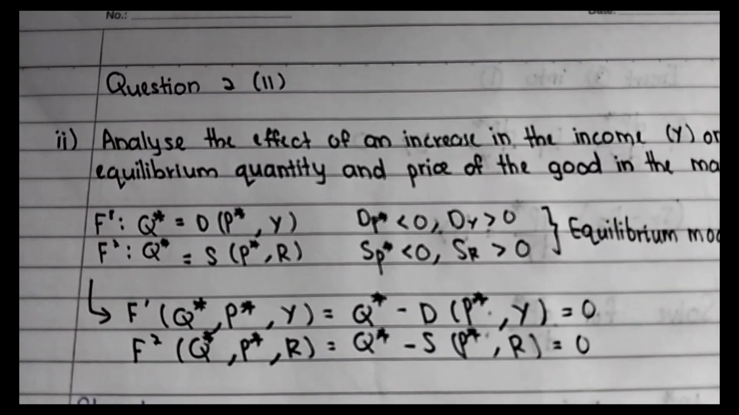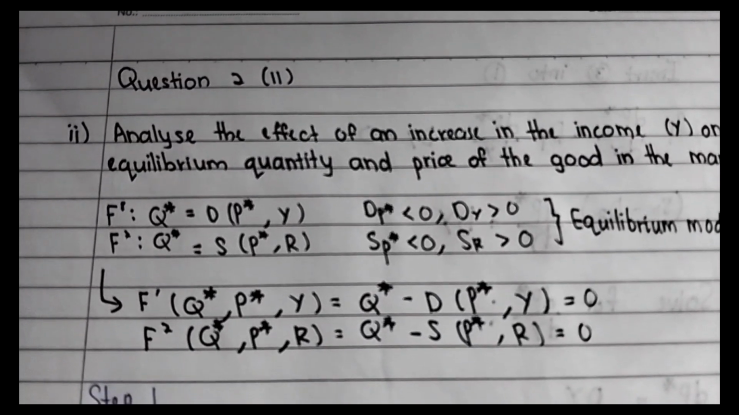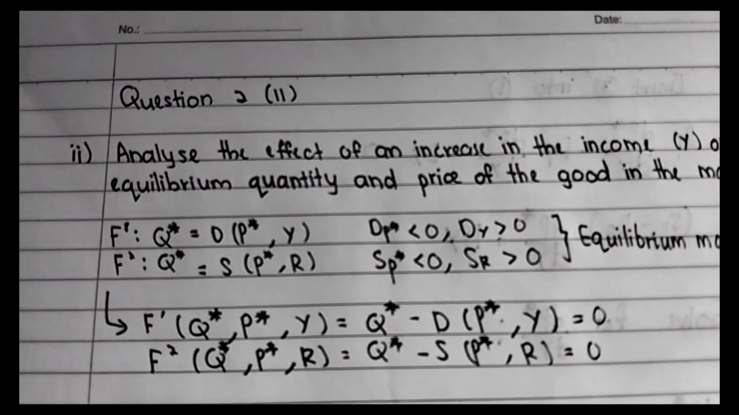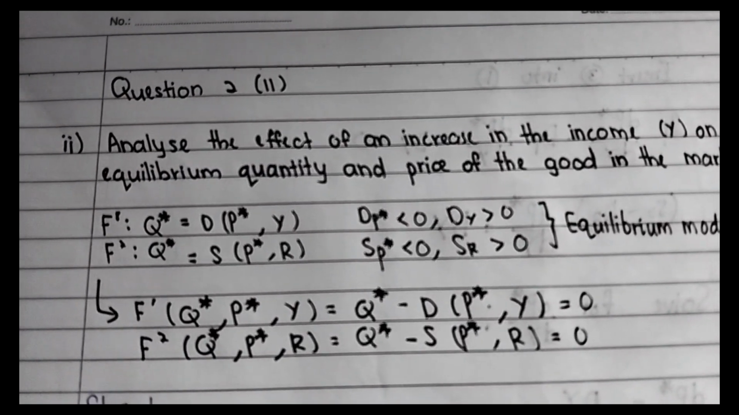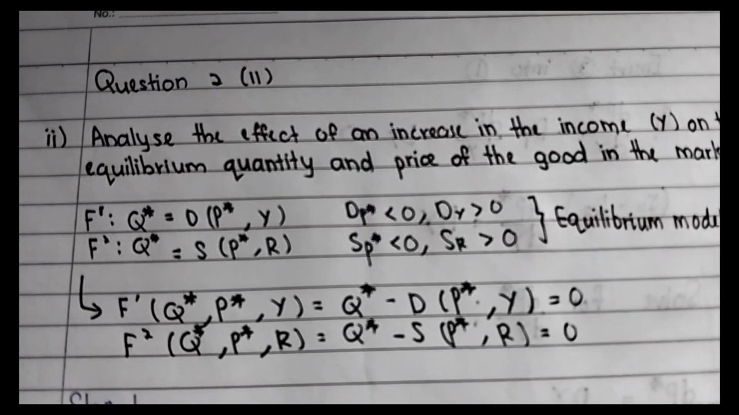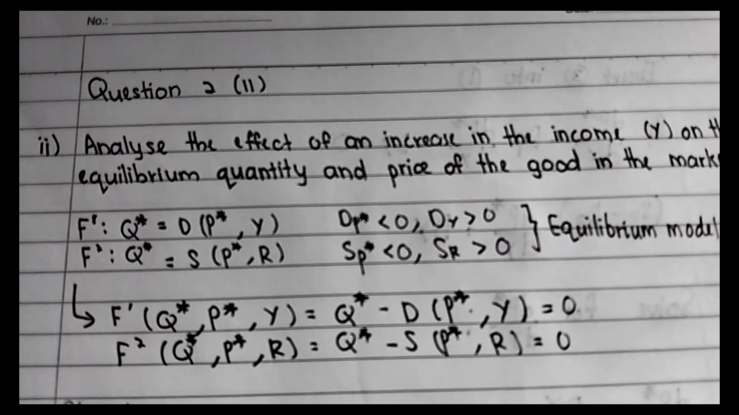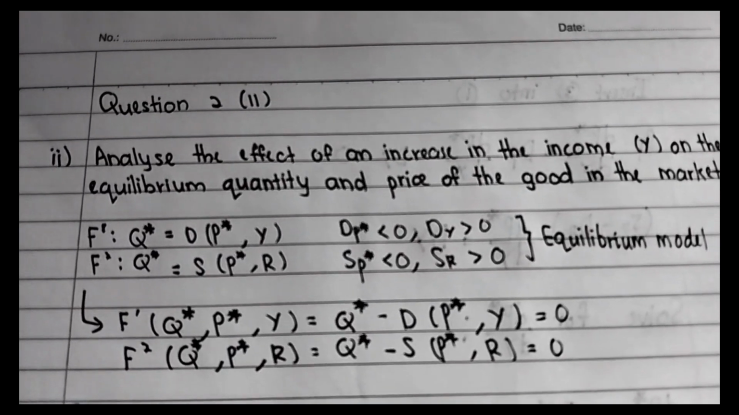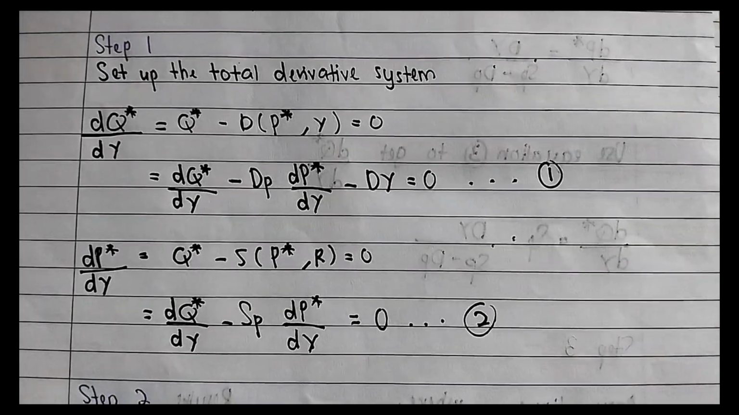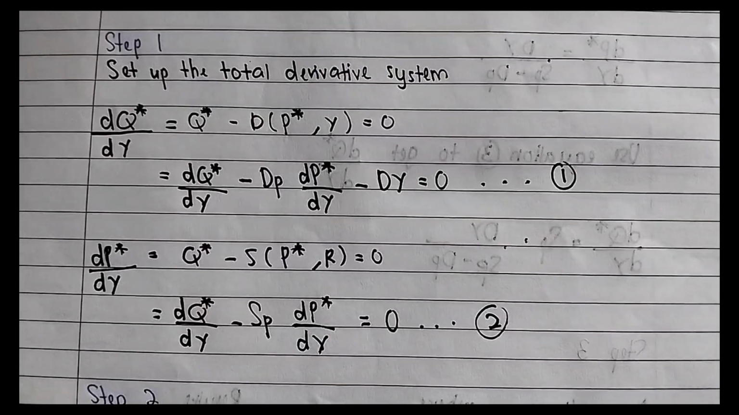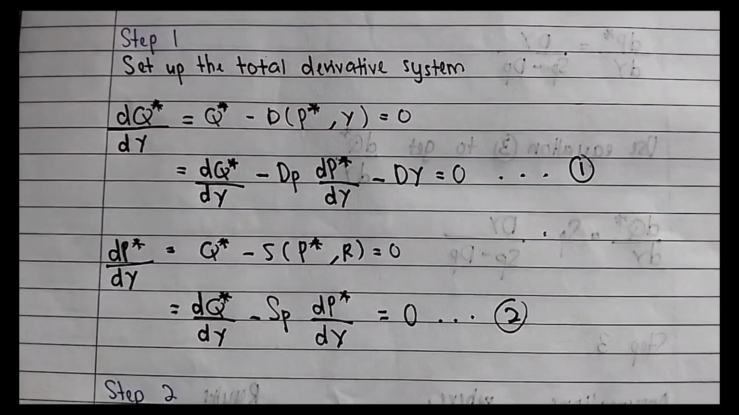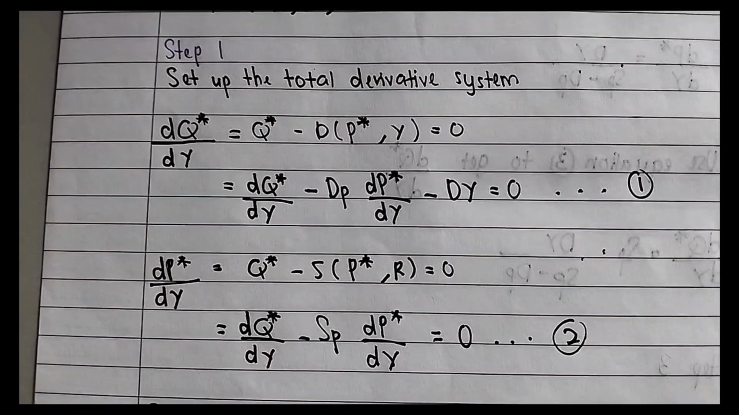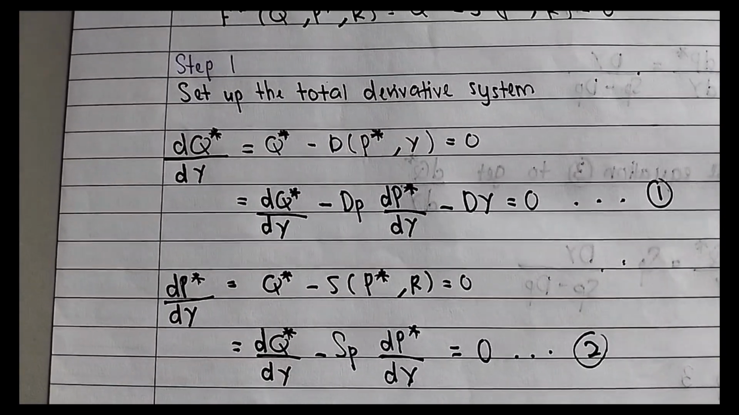And the F2 equilibrium system, which is F2 in the bracket Q star, P star, and then R equals to Q star minus S in the bracket P star and R equals to 0. So for the first step, we need to set up the total derivative system, which is we must find the effect of a change in Y or income on the equilibrium Q star and P star.